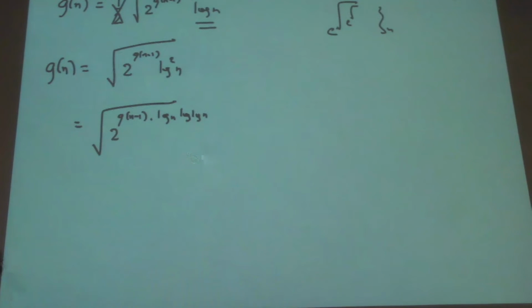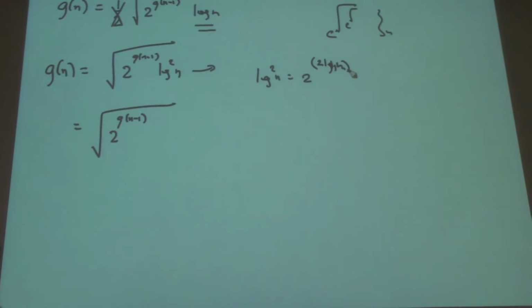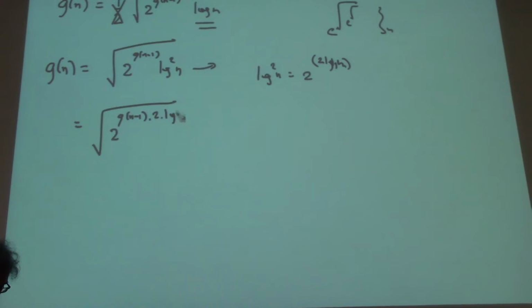Because log n times log n is 2 to the log log n. No, is that right? No, that's not right. So what I want to do is get that into an exponent. Is there a way to do that? Can I get this into an exponent form? Log squared is equal to 2 to the something. No, it's exactly that. What am I thinking? I'm being silly here. It's 2 to the log log n, right, just by taking logs. So this is lg n times 2 times log log n.